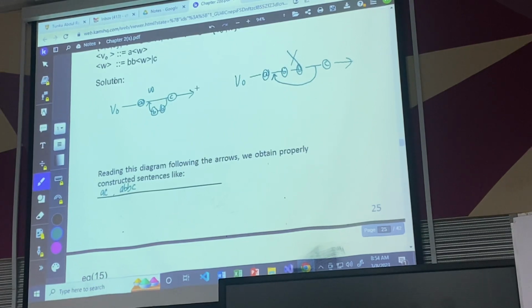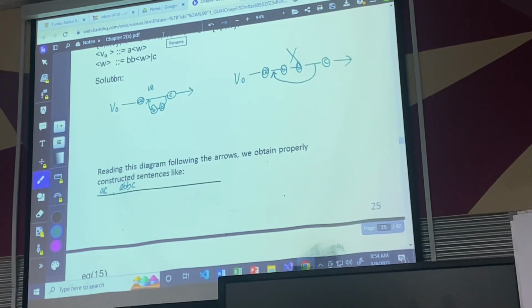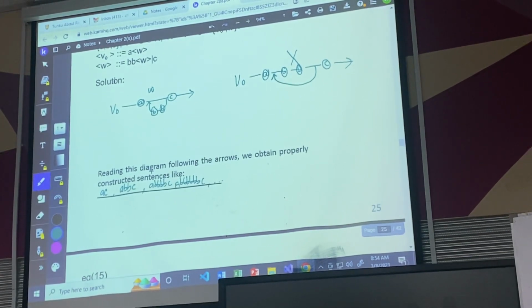Meaning that in the substitution here, you must have A and C. If you don't have A and C, you don't have the correct language anymore for this substitution. Okay? So if you continue, you will have A, B, B, B, B, C, and so on. Every time you repeat, the B's double. So you have this, C, and so on. These are the possible sentences that we can form from this substitution here.